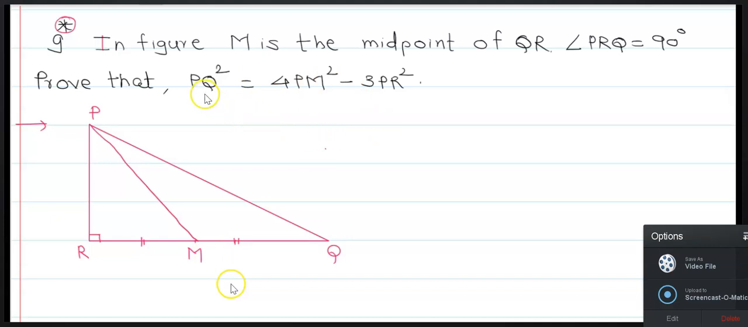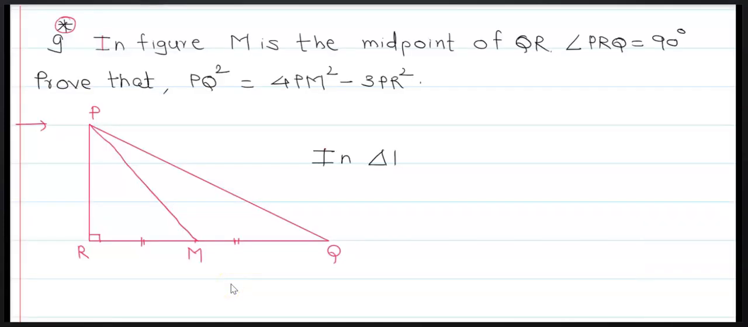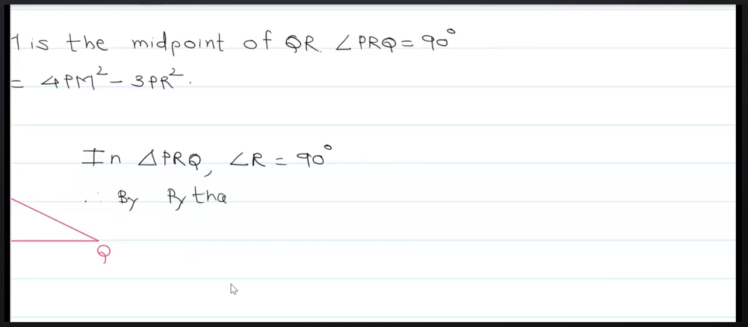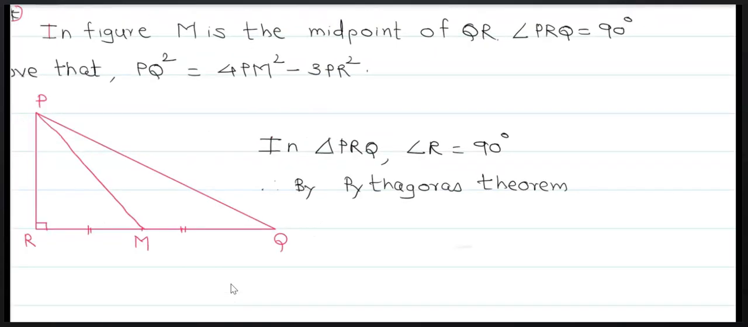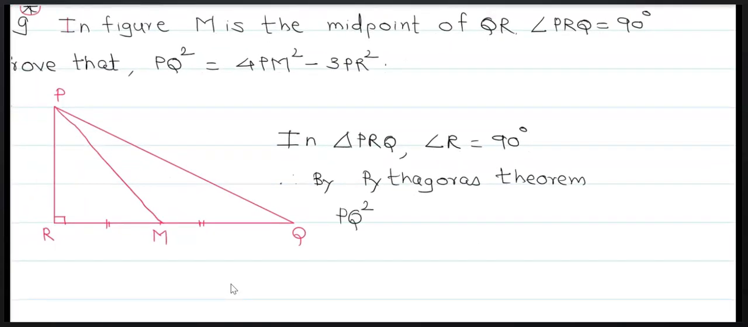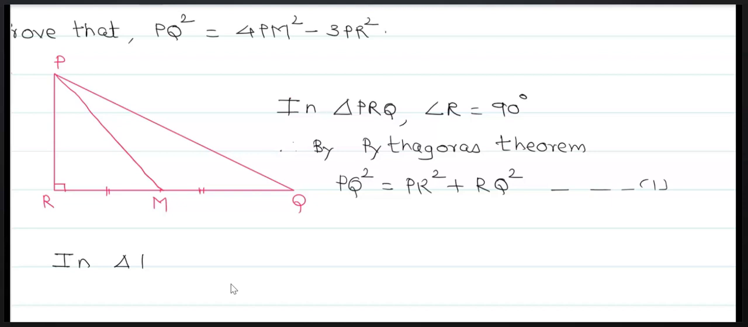One thing is that we want to find out PQ square. Which sides are there? There is PM and PR square. Now see this one by one. In triangle PRQ, angle R is 90 degree. By Pythagoras theorem, PQ square is equals to PR square plus RQ square. This is the first.